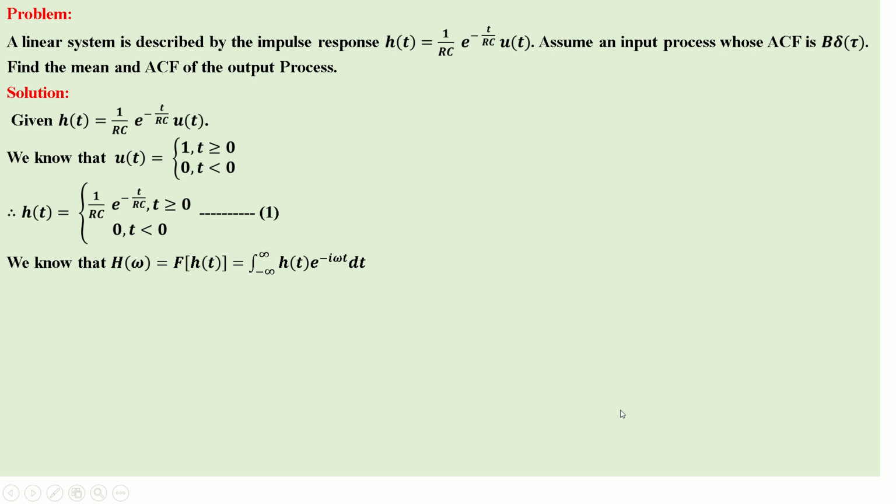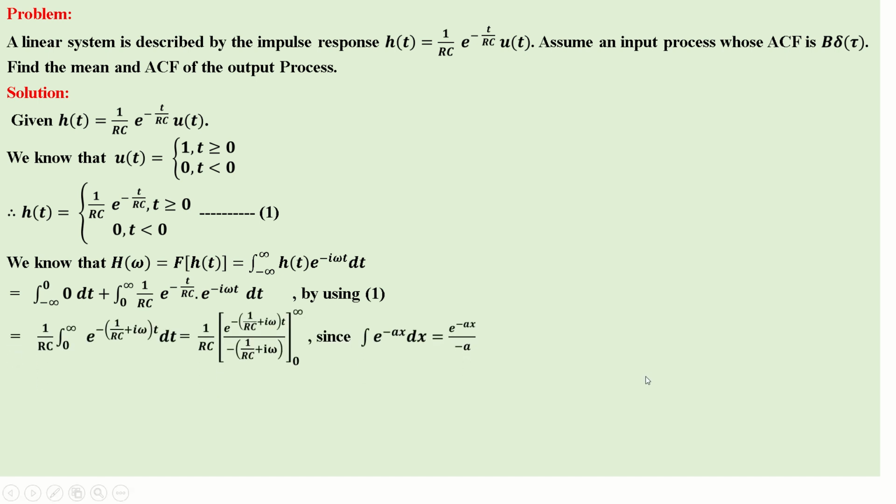We know H(ω), which is the Fourier transform of small h(t). By the definition of the Fourier transform, it is the integral from minus infinity to plus infinity of h(t) e^(-iωt) dt. We split it into two parts. The negative part, the integral from minus infinity to 0, where h(t) is 0 by equation number 1, plus the positive part, 0 to infinity, where h(t) is (1/RC) e^(-t/RC) because t is greater than or equal to 0, multiplied by e^(-iωt) dt.